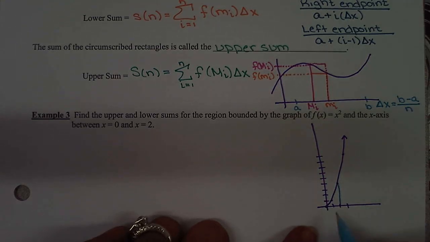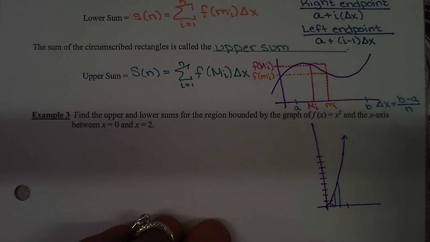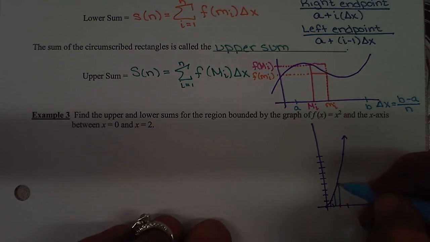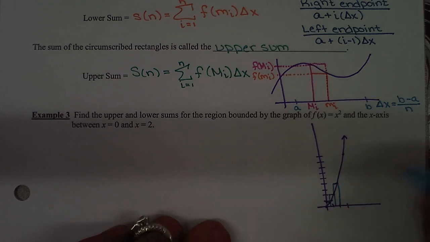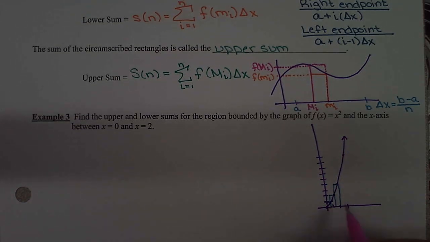Now, if we were to go in and draw in, let's say we just stick in 3 rectangles. If I divide here, if I did the circumscribed, I would be using these points here to create rectangles that are larger. And if I wanted to do the inscribed, I would be using the left endpoints, creating these little rectangles here.